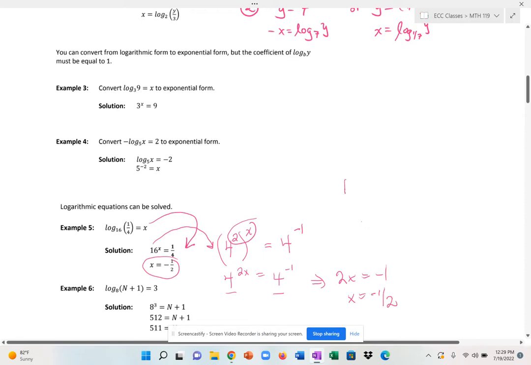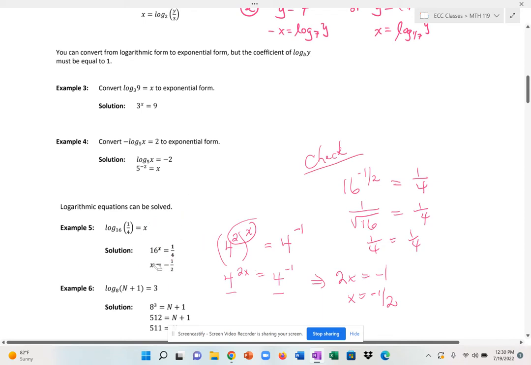Remember, if I were to check this, I put the -1/2 into the original equation: does that equal 1/4? 16 to the -1/2 is the same as 1 over the square root of 16, and that is definitely equal to 1/4. So you could always check. You need to remember your rules for exponents and your rules for rewriting a rational exponent as a radical in order to do that.